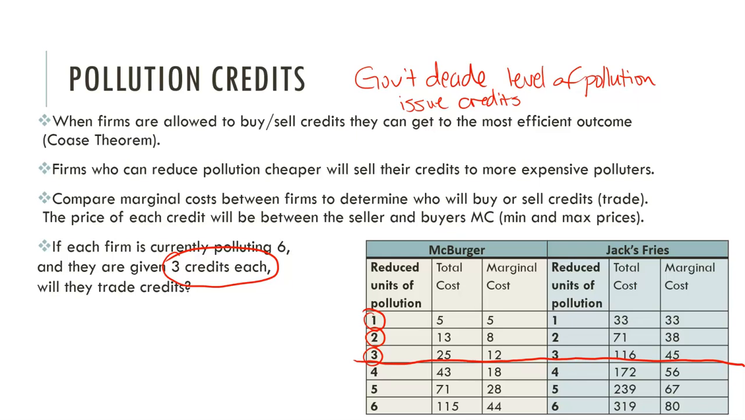So in this scenario, the starting point is that they reduce 3 and then they use their credits for 4, 5, and 6. And the other firm's going to do the same. So they're going to reduce 1, 2, and 3, and then they're going to use their credits to keep polluting for 4, 5, and 6.